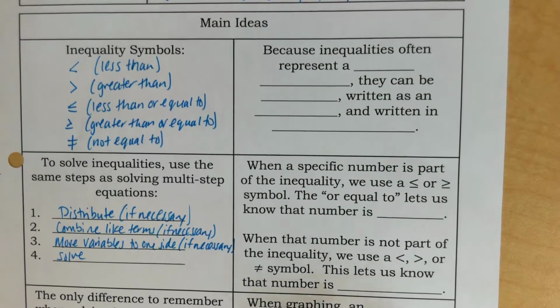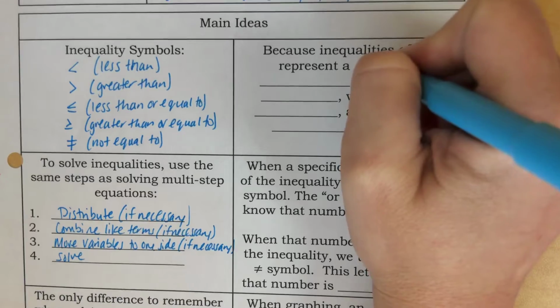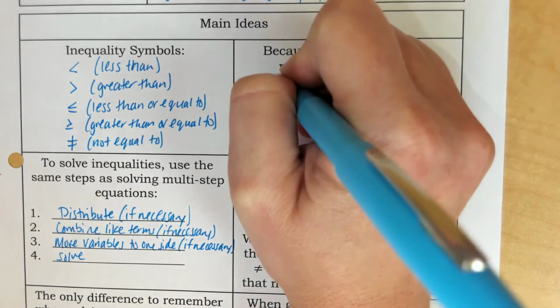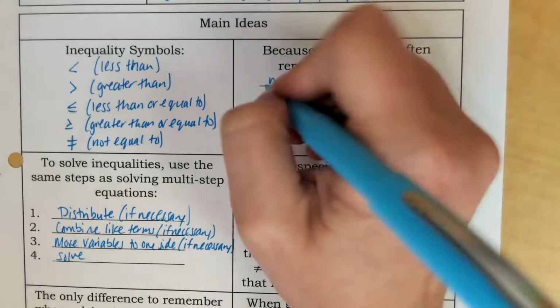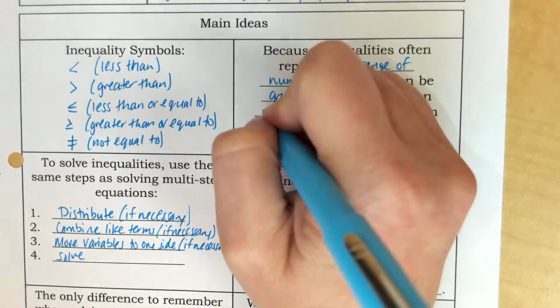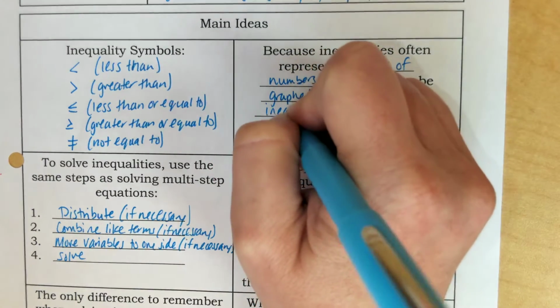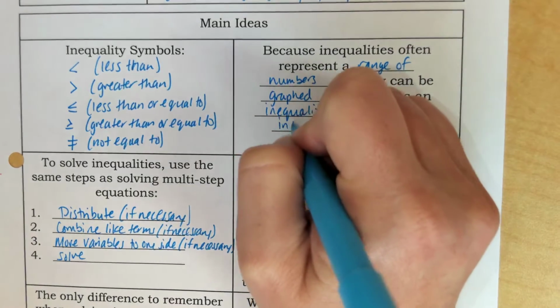Alright, so then a couple of other things. Because inequalities often represent a range of numbers, we represent them in a lot of different ways. They can be graphed, they can be written as an inequality, and they could also be written in what we call interval notation.